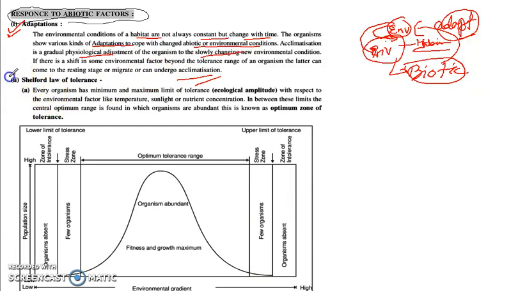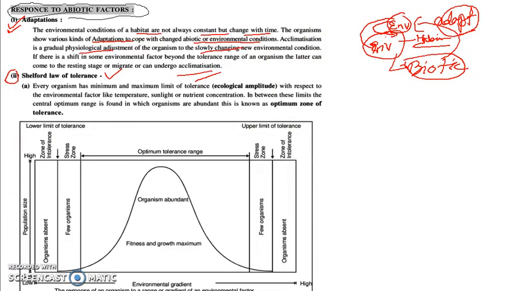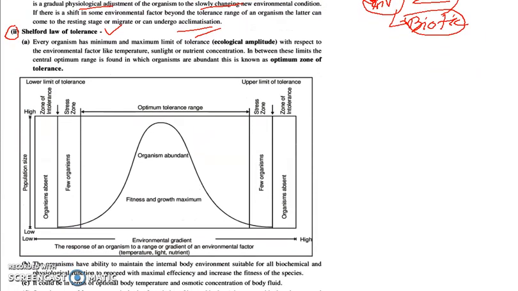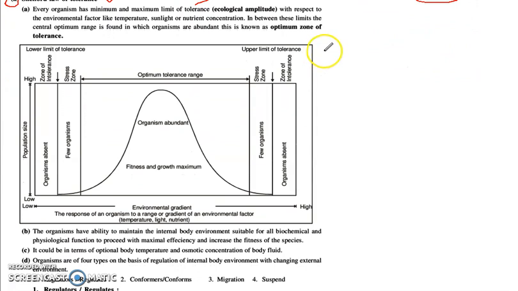First, we should not forget Shelford's law of tolerance, which is a very important part. What do you mean by Shelford's law of tolerance? Shelford's law of tolerance is the basic mode of adaptation tolerance. I am explaining it according to the graph, so please note it down. Suppose this is the population limit that is high, and this is the population limit that is low.